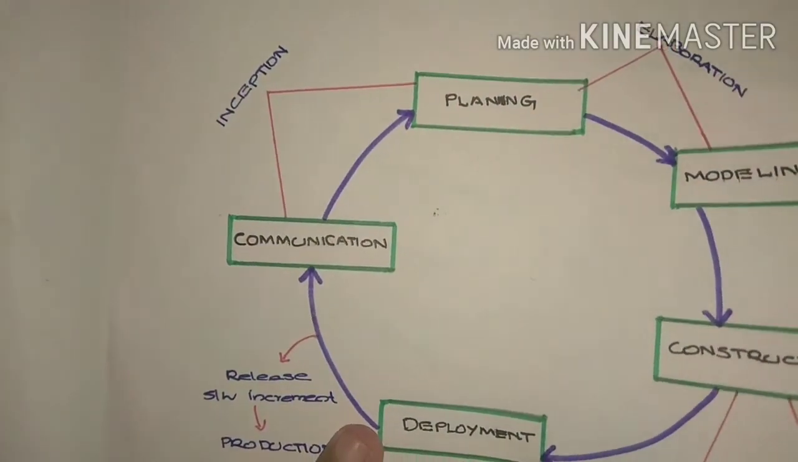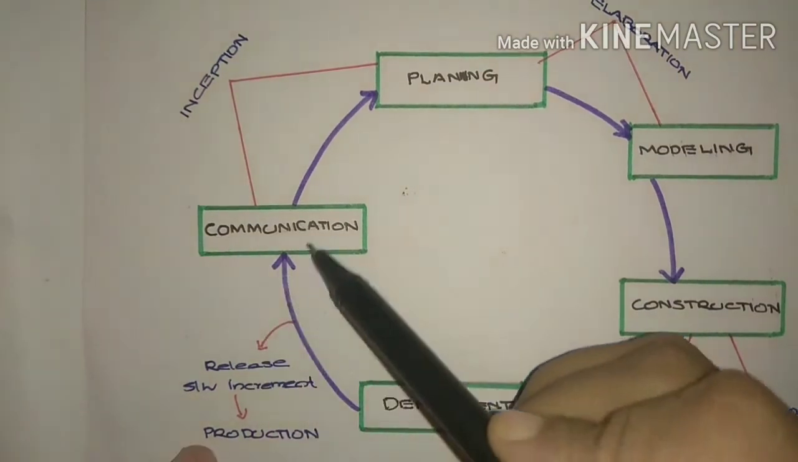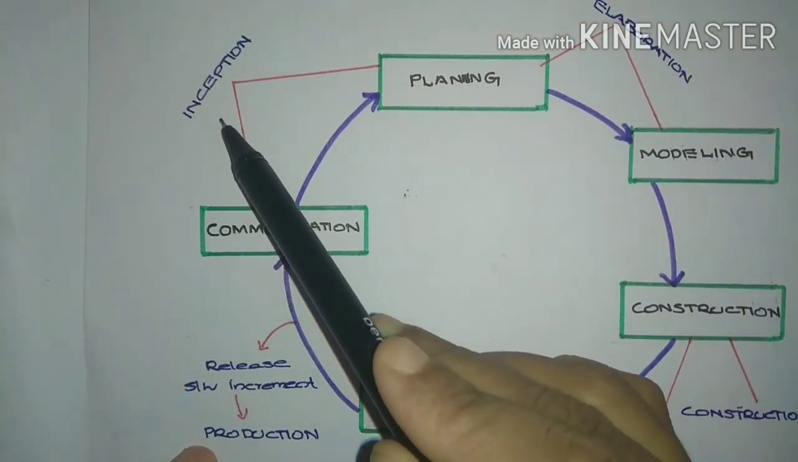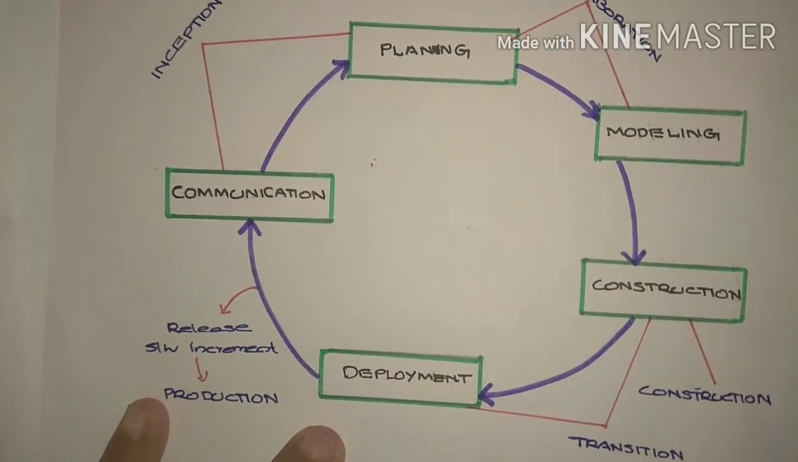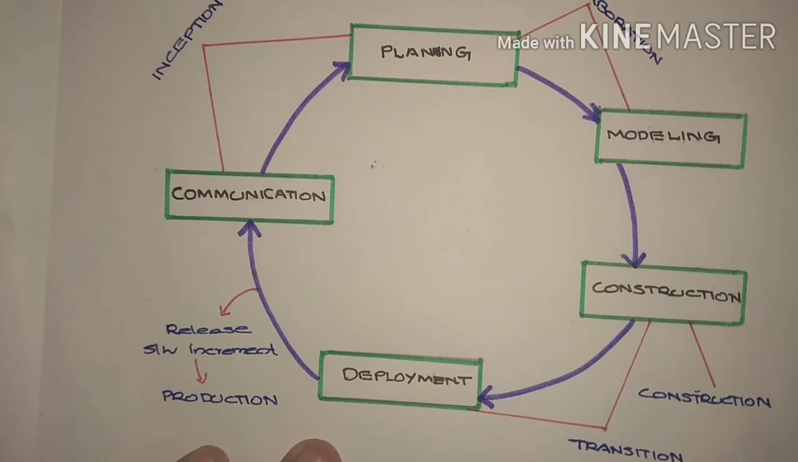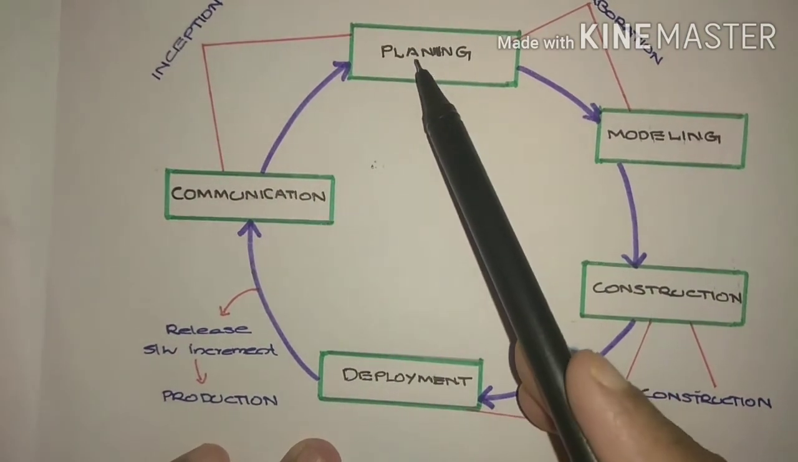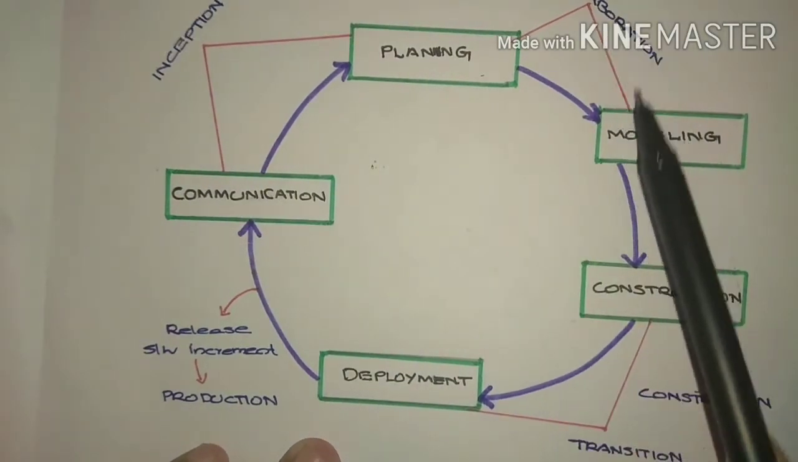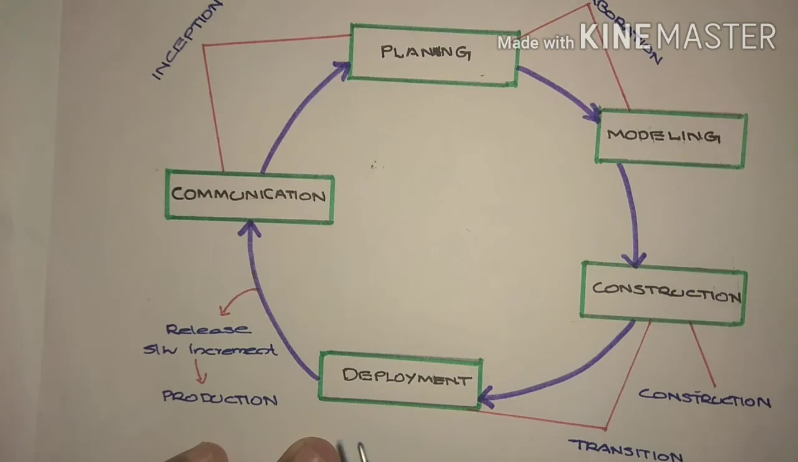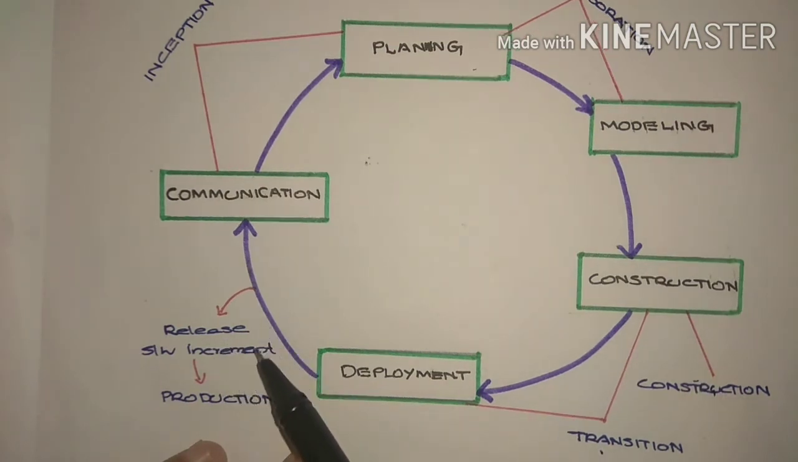That is, we have inception phase, elaboration phase, construction phase, transition phase, production phase. That is, communication and planning combined to form inception phase. Okay, planning and modeling combined to form elaboration. Then construction. Then construction and deployment phase combined to form transition. Then after releasing the software, the production phase will come.